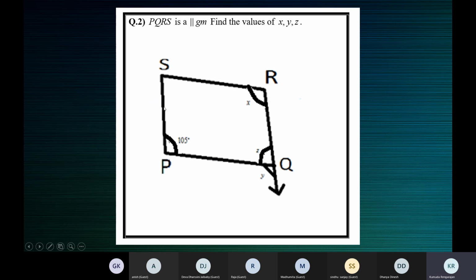Alternate angles are found here. See a parallel line, transversal, parallel line. This is RQ produced, so it's still parallel. These are parallel lines. This is the transversal. See a parallel line, transversal, parallel line.